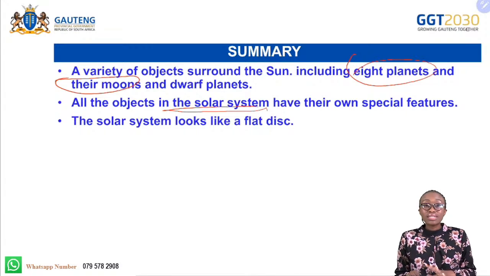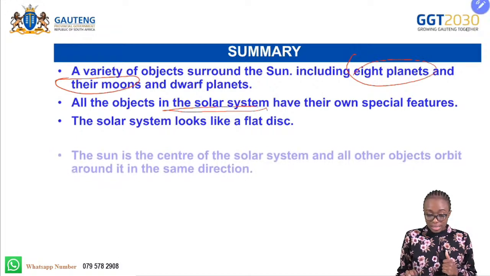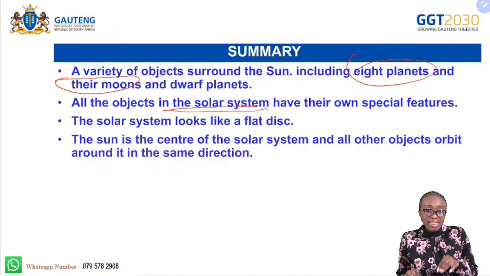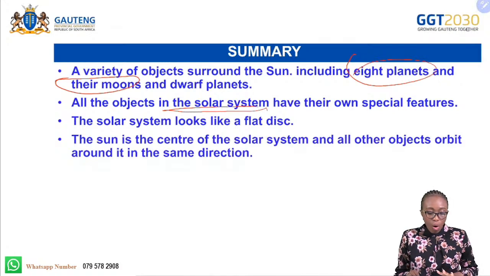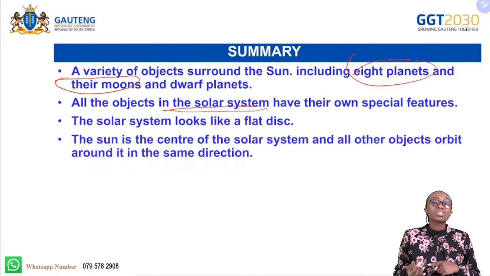So the solar system, what does it look like when you think of it? It looks like a flat disk, and the sun is at the center of that flat disk. All the other objects orbit around the sun in the same direction, which includes the 8 planets, their moons, and other dwarf planets.